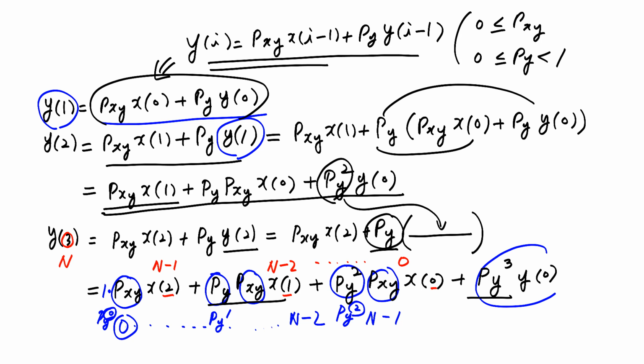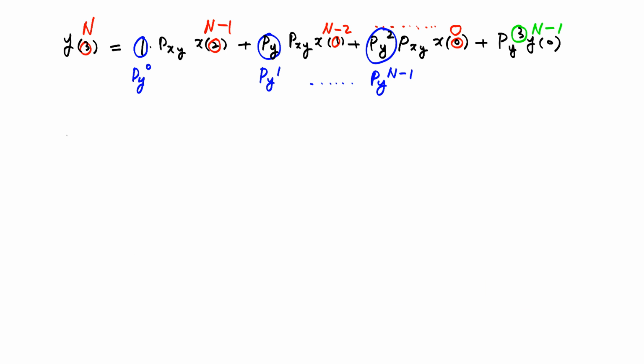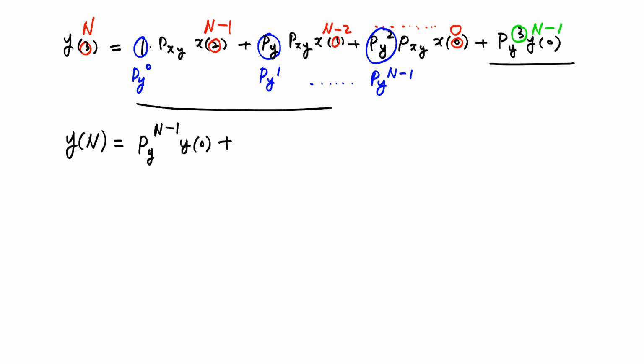And finally, we have this y term. And you see that this number is same as this number, right? Sorry, this number. This is basically large n. This is what we have so far. So let me write down this y of n. And let me write this y of 0 term first. So we have py to the power of n minus 1, y of 0, plus, let me write all these x terms now. So one thing we notice is that every term has this p sub xy, right? So we can write that down here, multiplied by all these terms, right?